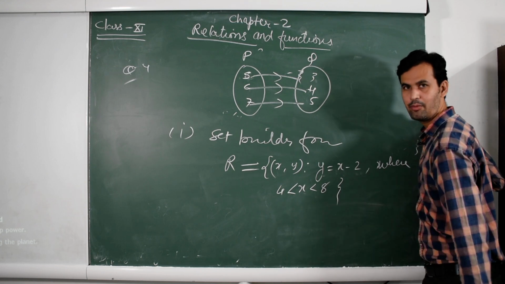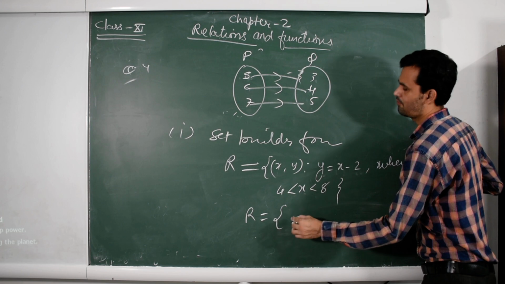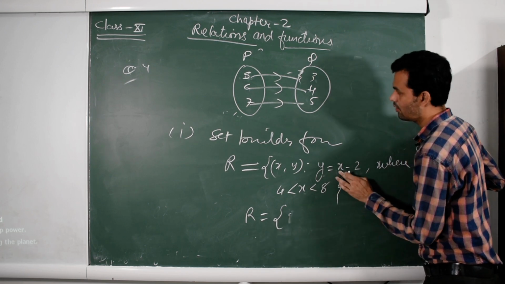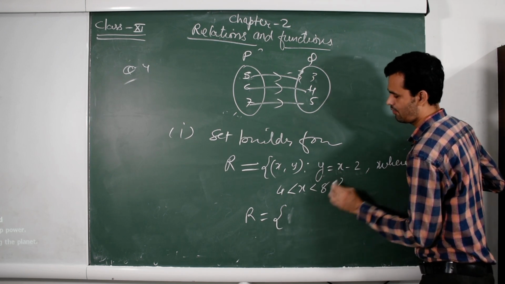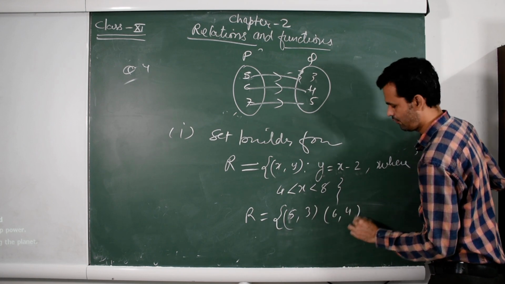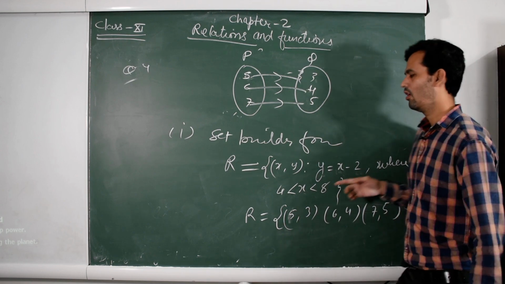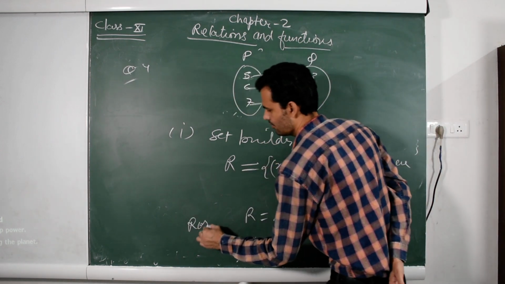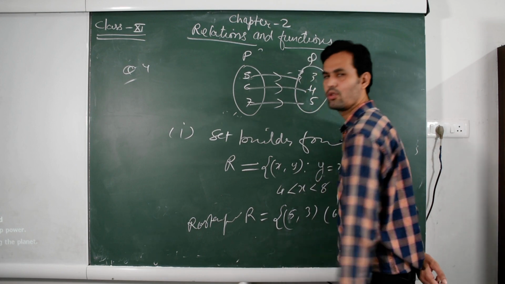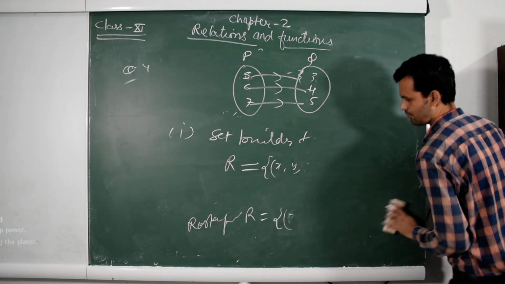So this is the set builder form of this relation, and roster form is very easy. If we put x as 5, then we get 3, 6, then we get 4, and 7, then we get 5. So this is the roster form. Okay. Now next question.